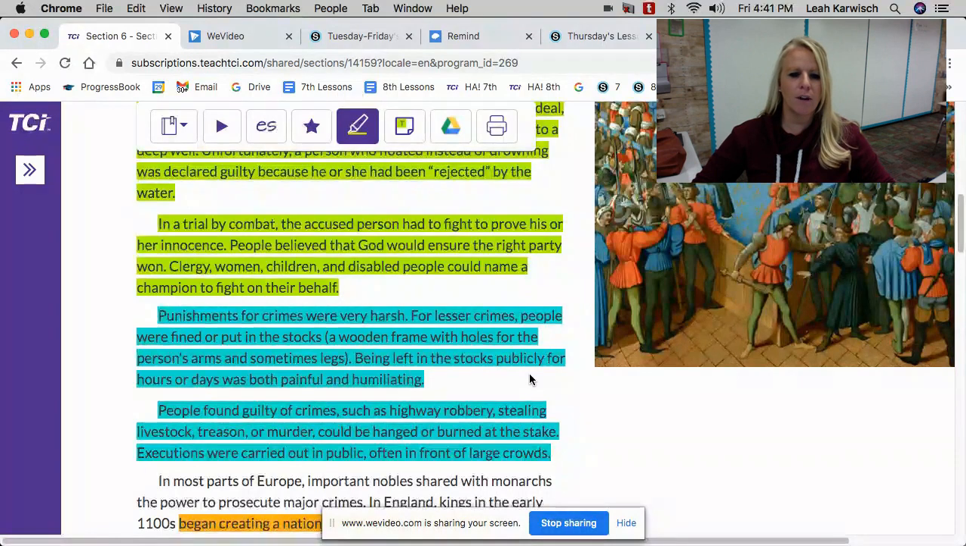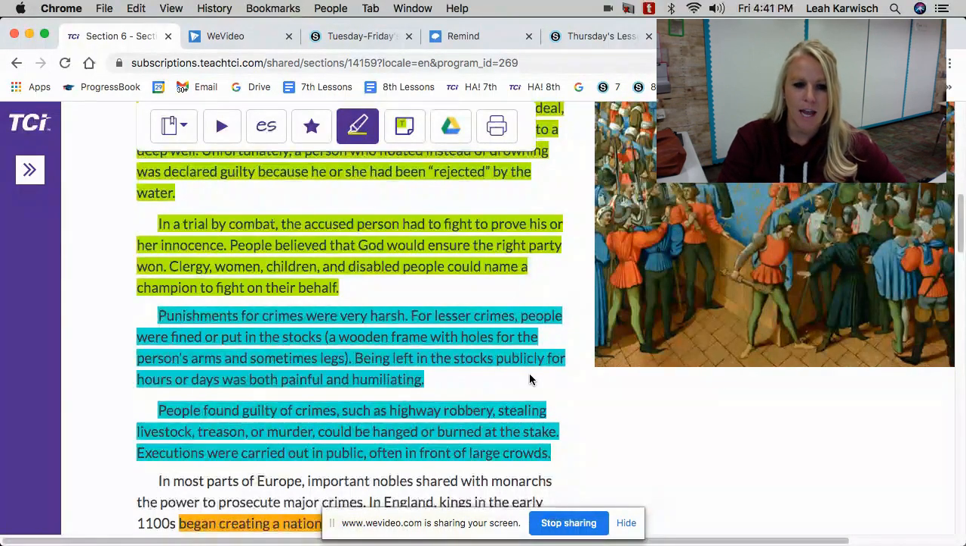People found guilty of crimes such as highway robbery, stealing livestock, treason against your country, or murder could be hung or burned at the stake. Executions were carried out in public, often in front of large crowds, thinking that would deter people from committing that same crime.